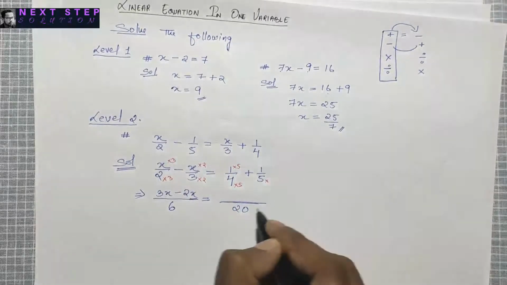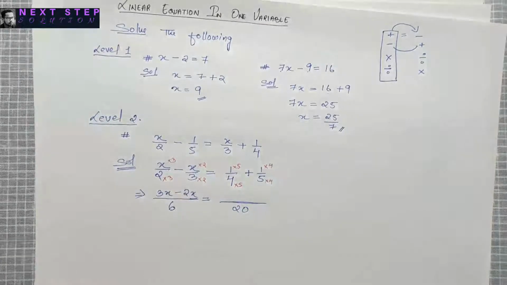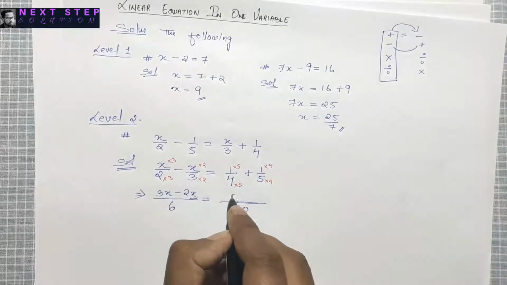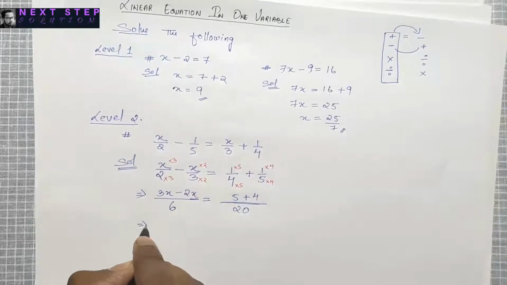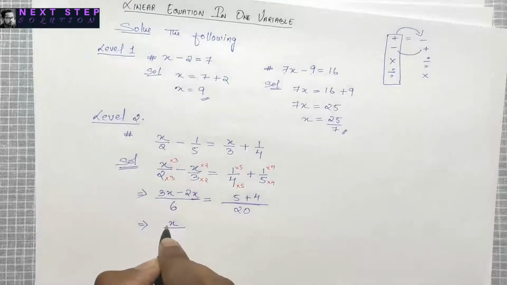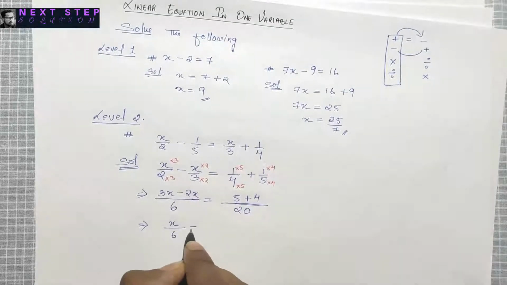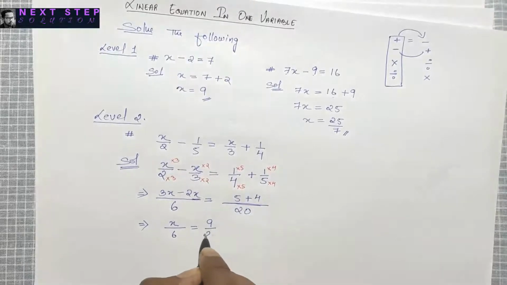And what is multiplied with 5 to make it 20? We multiplied 4. With numerator also we have to multiply 4. Now 1 5s are 5 plus 1 4s are 4. Now 3x minus 2x will give you 1x, or simply x you can write, no need to write 1, divided by 6 equals to 5 plus 4 will make it 9 divided by 20.